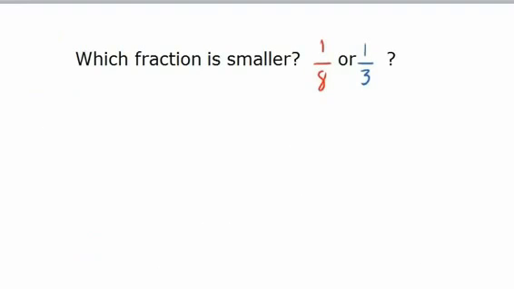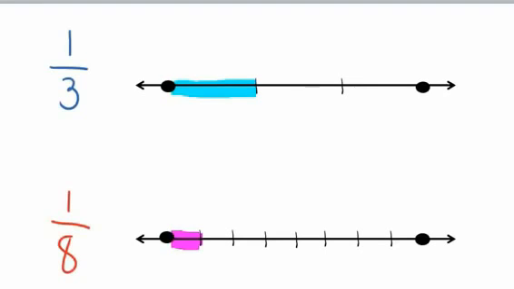Which fraction is smaller, 1/8 or 1/3? Let's take a look at these fractions on number lines. Remember, each fraction represents a value between 0 and 1. We're working with the same whole, although the fractions are different. We can see here our two fractions plotted on number lines. The top fraction, 1/3, the number line, the value between 0 and 1, is split into 3 equal sections, and one part is shaded in. That represents 1/3. The bottom fraction, 1/8, shows that same value but divided into 8 equal parts, and one of those parts shaded in.